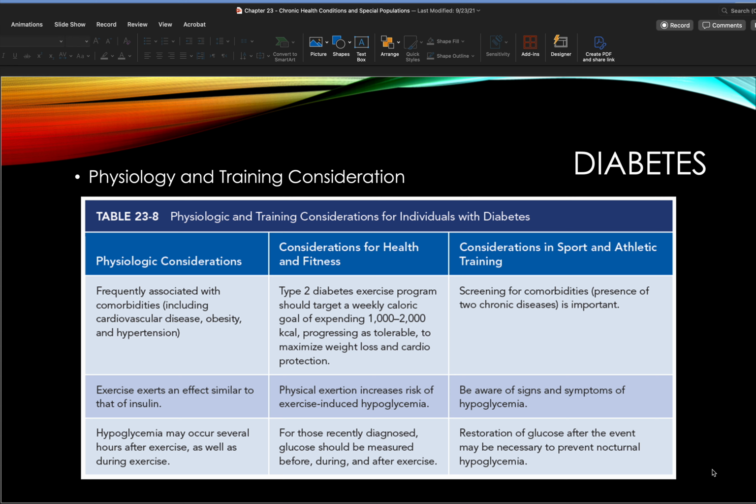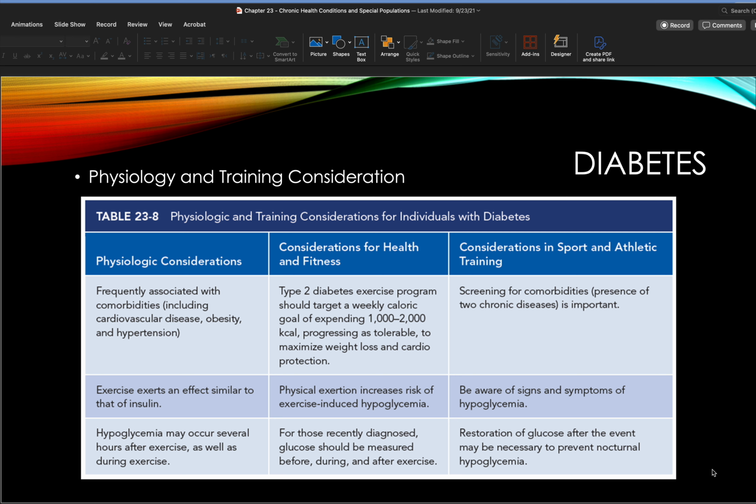Exercise exerts an effect similar to that of insulin, meaning you're going to use carbohydrates effectively. It's almost like exercise acts as an insulin. That's why it's important: exercise can help establish insulin sensitivity and help establish a better pattern versus the insulin resistance part of everything.